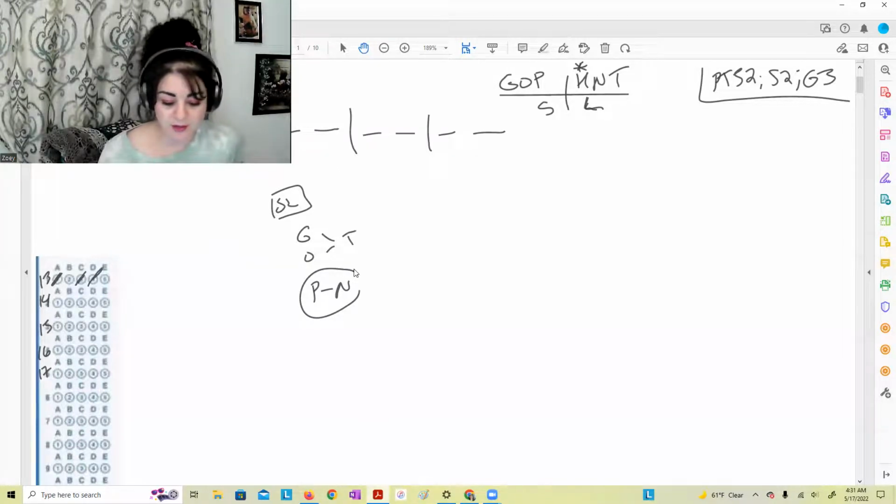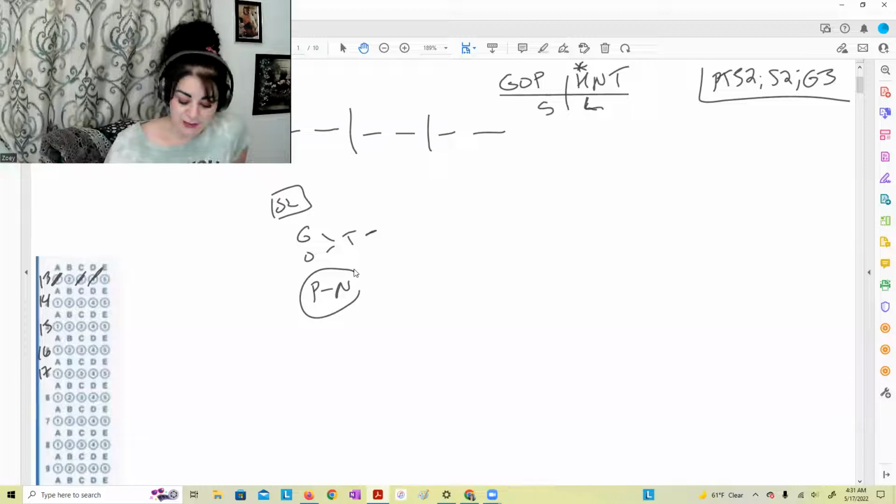And what about the very last one? Okay, the problem with the last one is that O is coming after T, and O needs to come before T. So that's why E is out. This leaves us with B as being our correct answer.